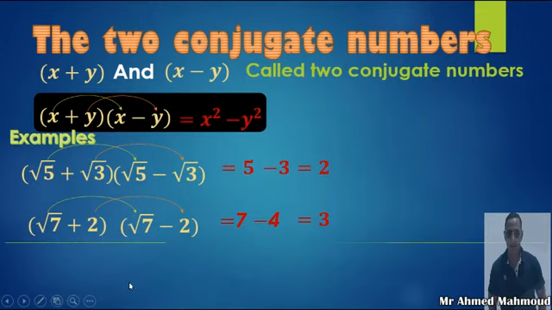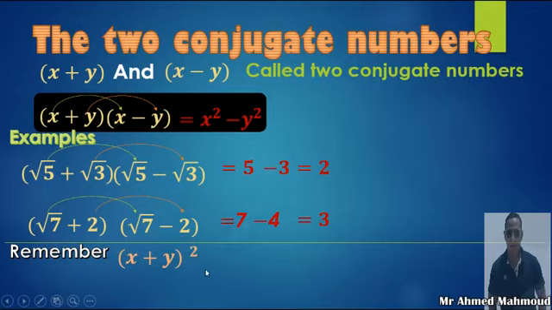Okay, now we need to remember some rules. The first one, if we have x plus y all power of 2, we are going to evaluate this one by the first power of 2, and 2 times first times second, and the second power of 2. Again, x power 2, and 2 times first times second, 2xy, and the second power of 2.